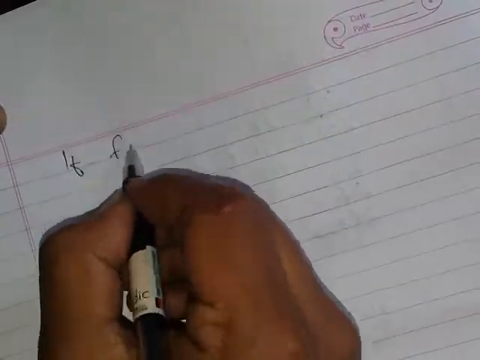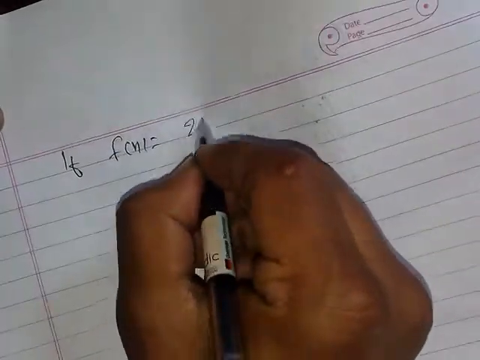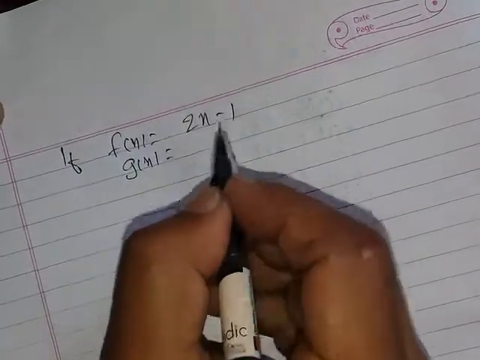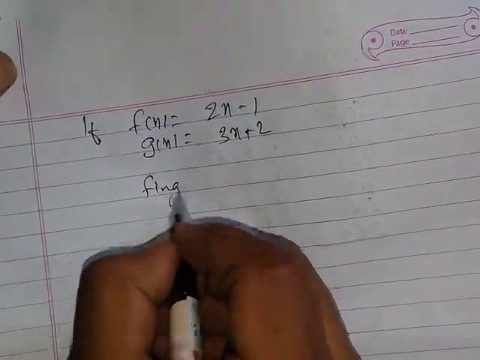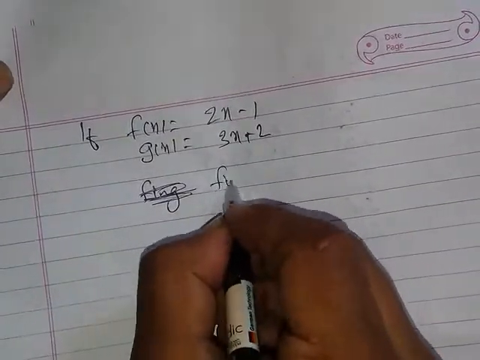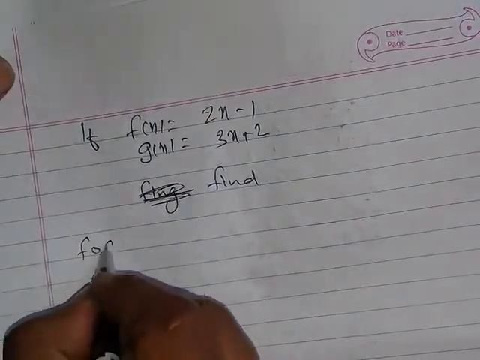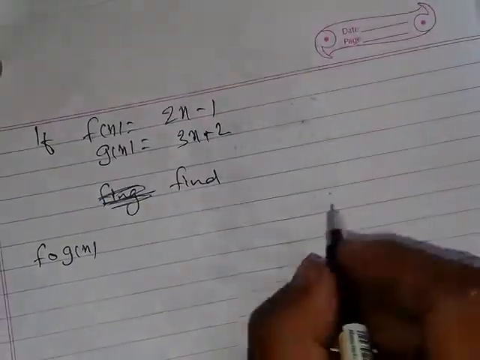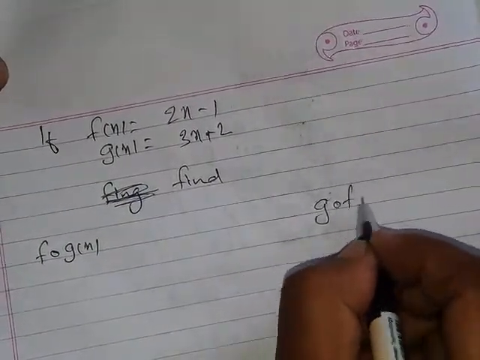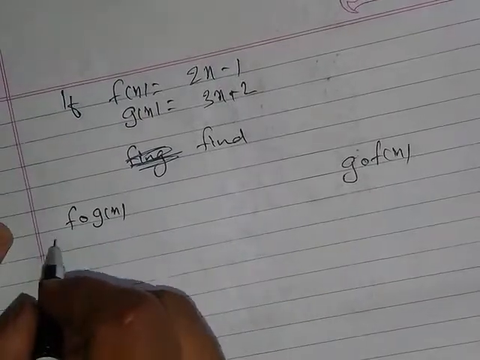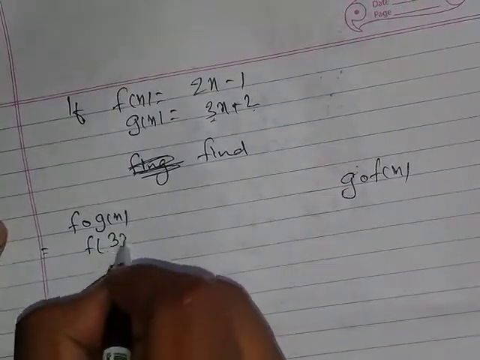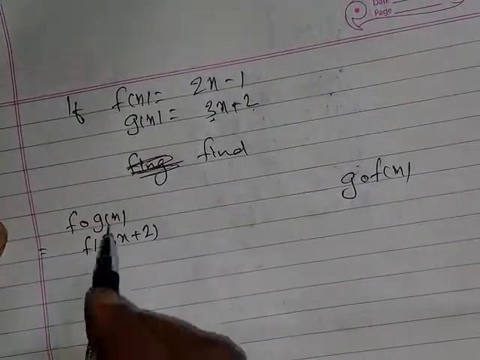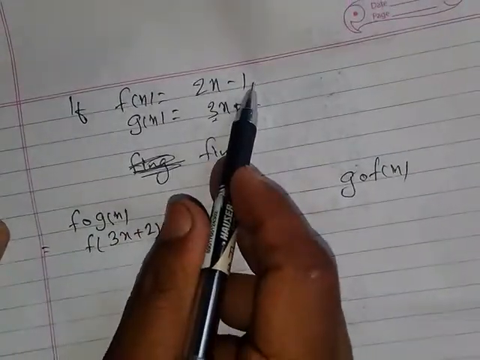So let's take an example. If f x equals 2x minus 1 and g x equals 3x plus 2, find f o g x and g o f x. First let's see f o g x equals f of g x. What is the value of g x? That is 3x plus 2. We have just replaced the value of g x. Now what is f x? 2x minus 1.